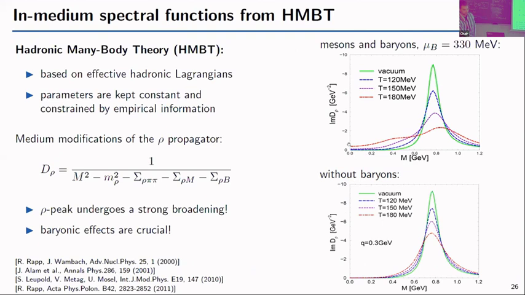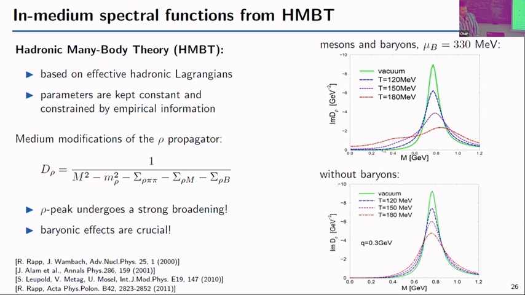And on the right here, you see some typical results by Ralf Rapp and collaborators, where you see the rho spectral function in the medium at this baryon chemical potential and increasing temperatures. You see the green line in the vacuum, and then you see what happens when you increase the temperature. The rho spectral function really melts down, and you also have a lot of strength here at lower masses.